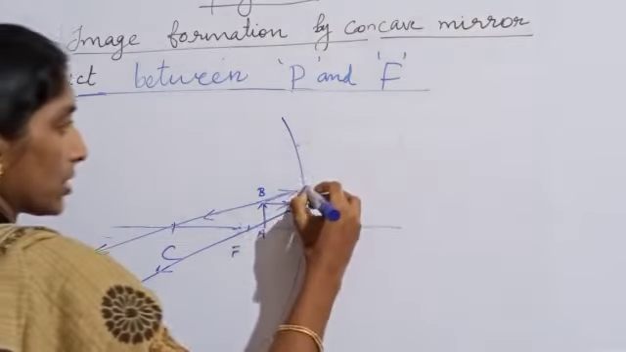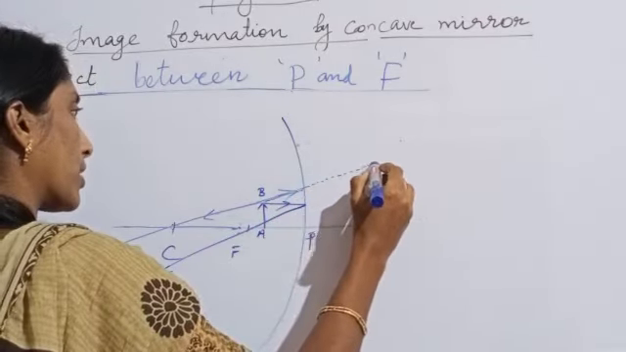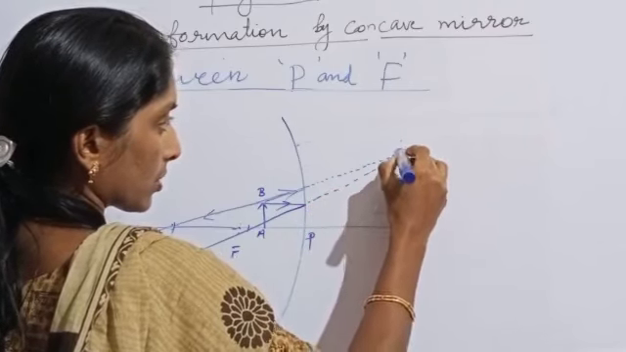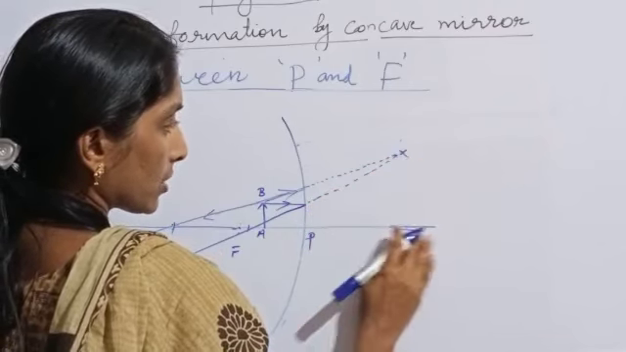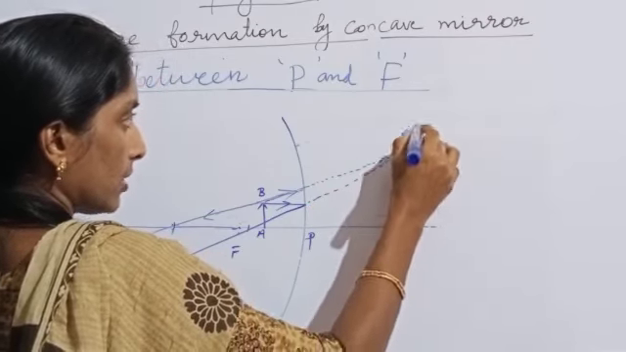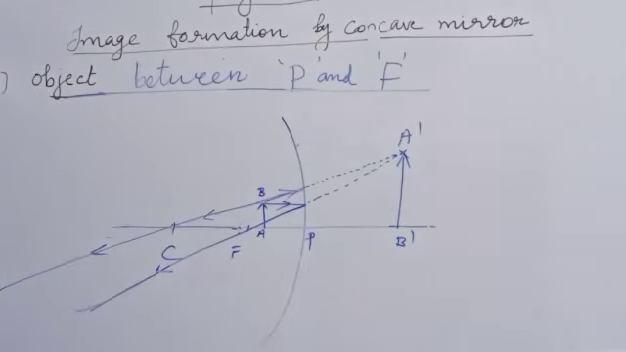So we have to extend this backward in order to get the point where these two rays will intersect. At this point it will intersect, so there we will get the image of this object. It is an erect image. It is formed behind the mirror. It is an erect image and also an enlarged one. Those are the characteristics of the image formed by the object placed between P and F.